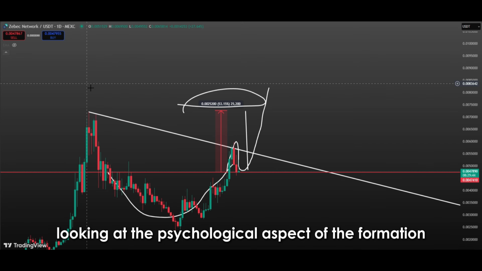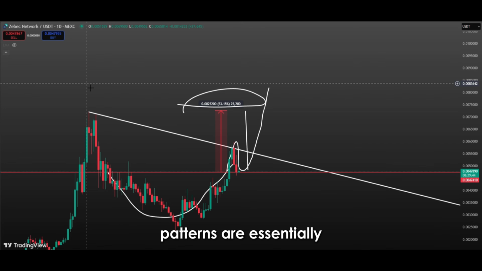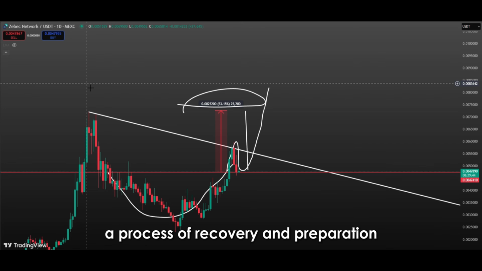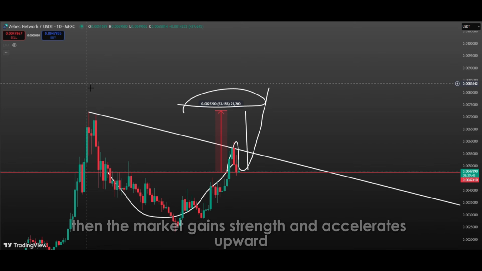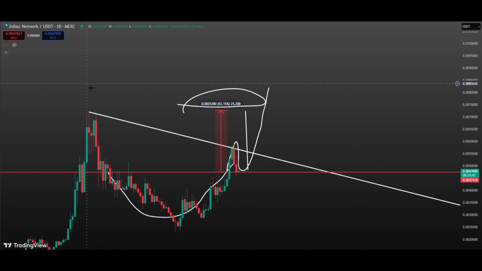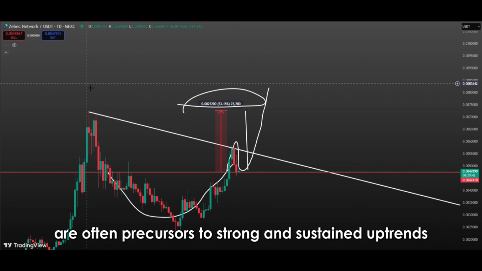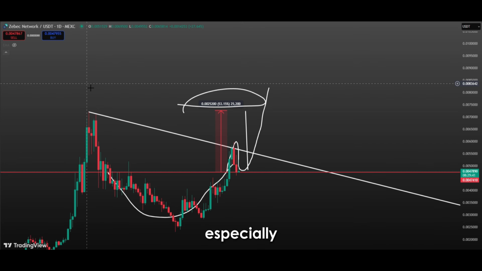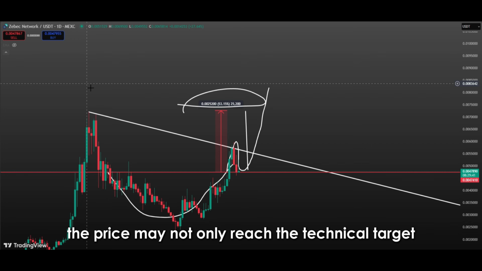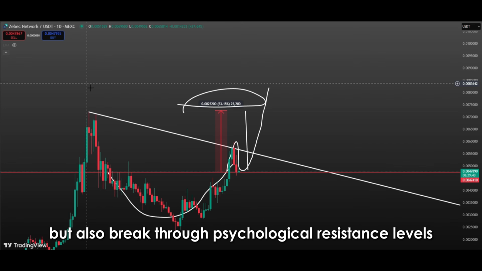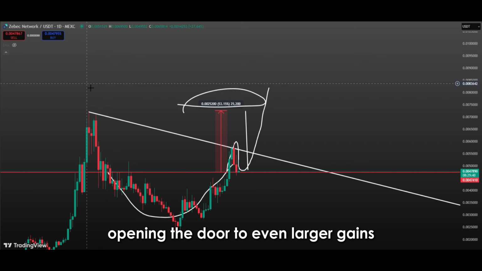Looking at the psychological aspect of the formation, cup patterns are essentially a process of recovery and preparation. The price consolidates for a while, market participants adjust their positions, and then the market gains strength and accelerates upward. That's why cup formations are often precursors to strong and sustained uptrends. Especially if the retest that follows the formation is successful, the price may not only reach the technical target, but also break through psychological resistance levels, opening the door to even larger gains.